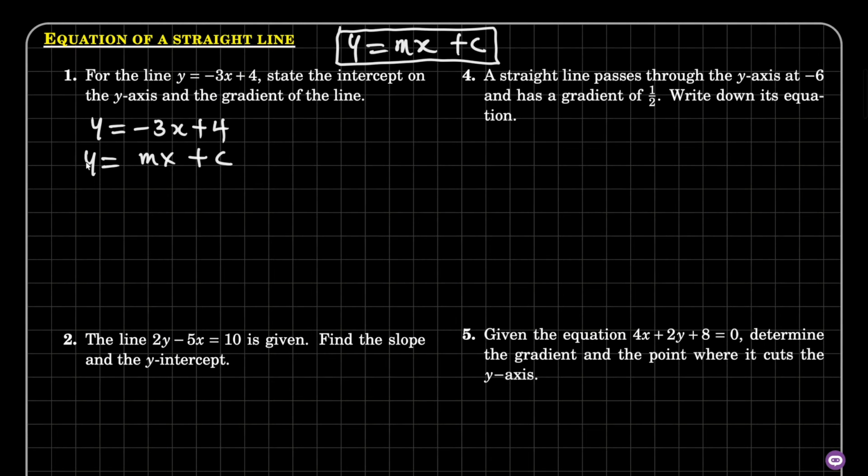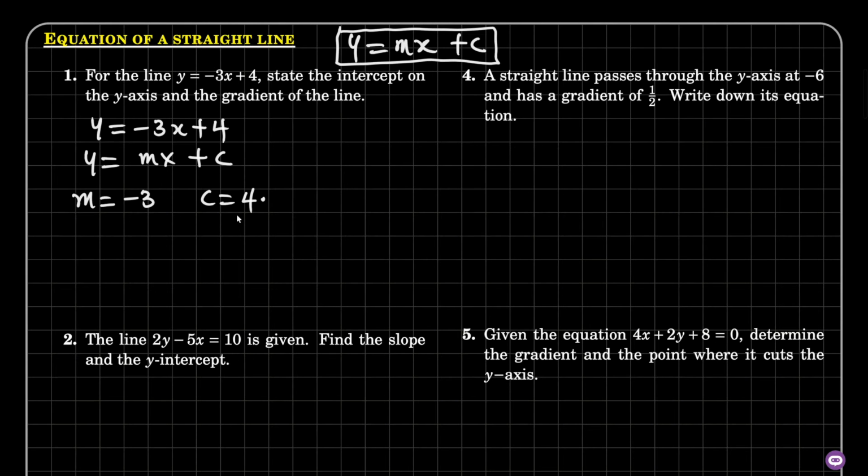So as you can see, y is y and x is x, but the coefficient of x right here at the top is -3, which matches the m that we have beneath it. So we can say that m is equal to -3 and c is equal to 4. Which means that the gradient of y is equal to minus 3x plus 4 is -3, and the y-intercept is equal to 4.